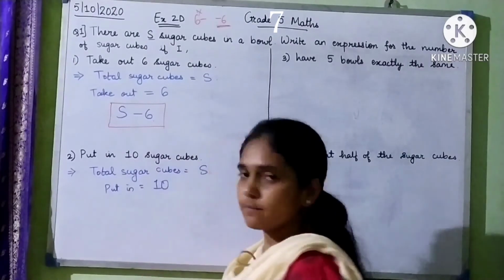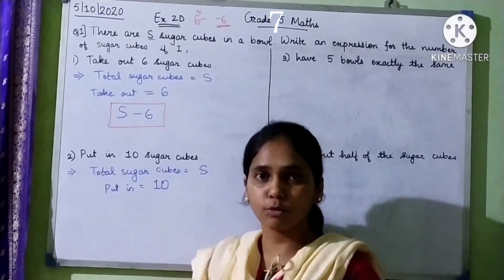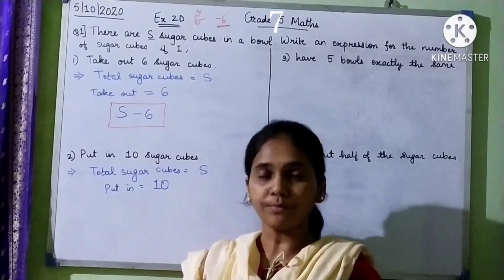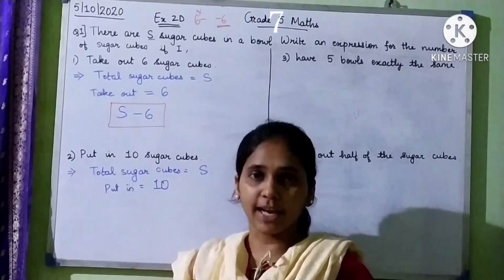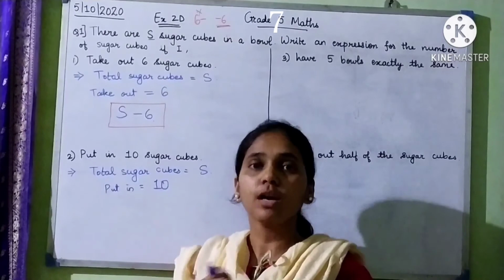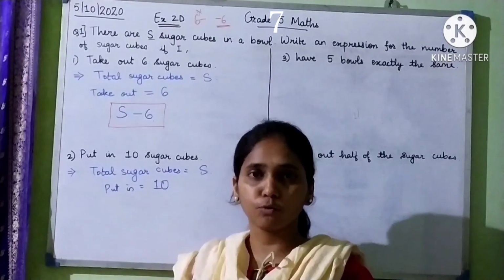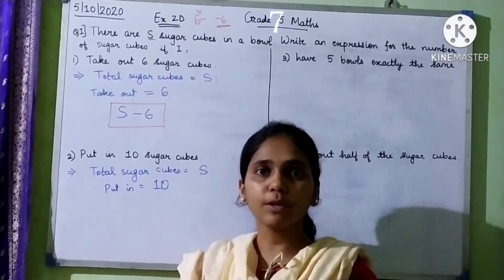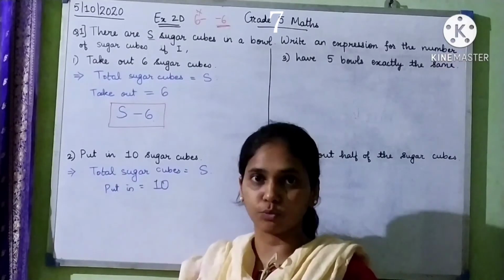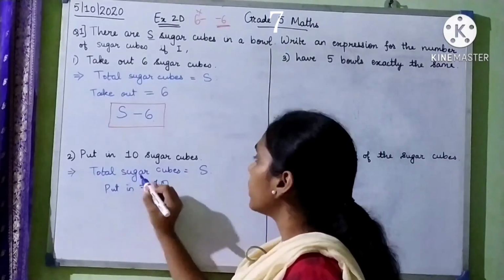Suppose I have 5 sugar cubes in that bowl before, and if I add 10 more to it, how many total sugar cubes would be there? It would be 5 plus 10, right? We add them, right? So here the total sugar cubes were S.